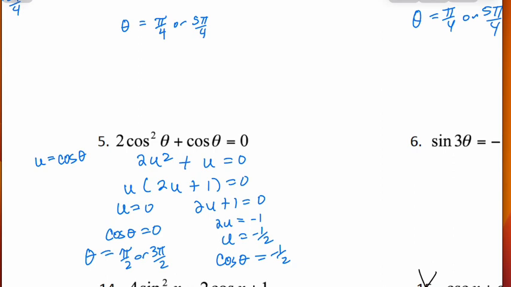Cosine of theta, where is that equal to -1/2? The cosine is negative in the second and third quadrants. So -1/2 occurs at the 60s over there. The 60 in the second quadrant is 2 pi over 3. The 60 down in the third quadrant is 4 pi over 3. Okay. So that's that.